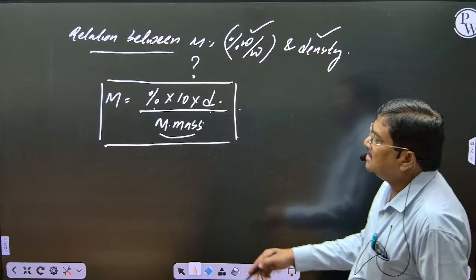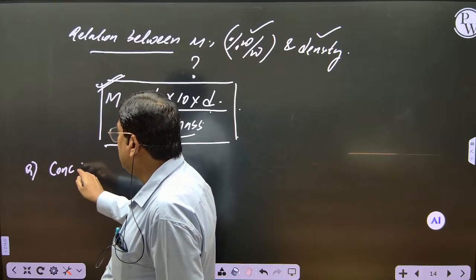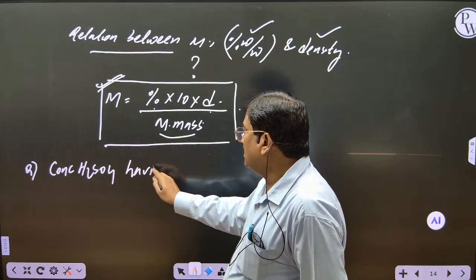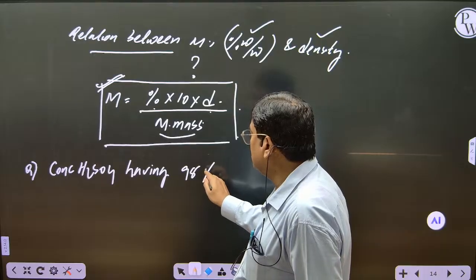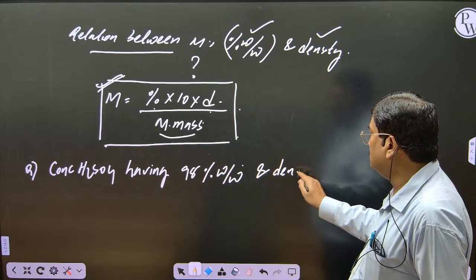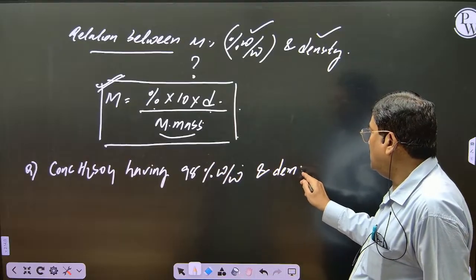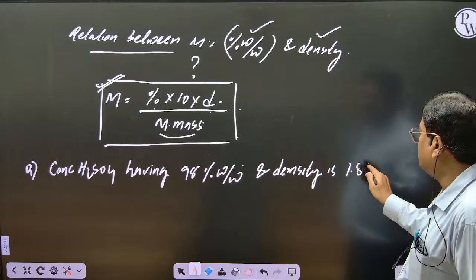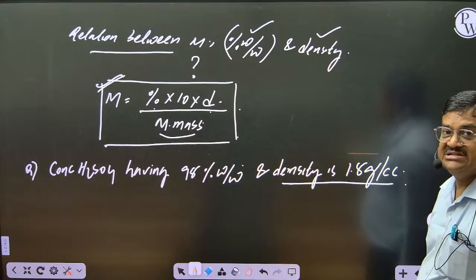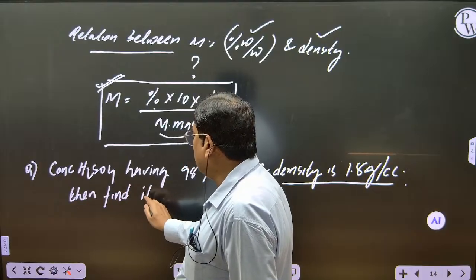This is an important relation. Write one question. Now see how in exams they ask: concentrated sulfuric acid having 98% mass percentage and its density is 1.8 gram per cc. Density of sulfuric acid is given as 1.8 gram per cc. Then find its molarity.